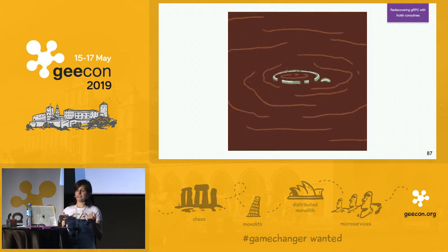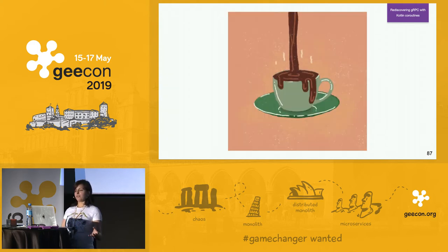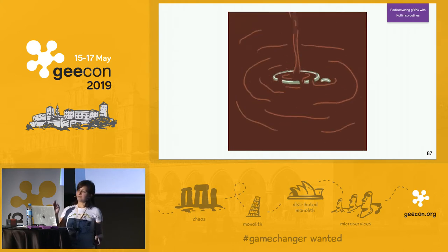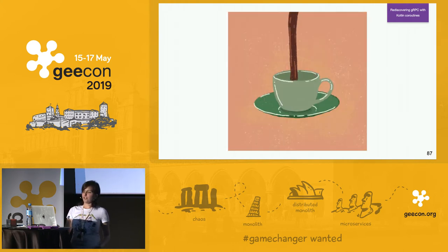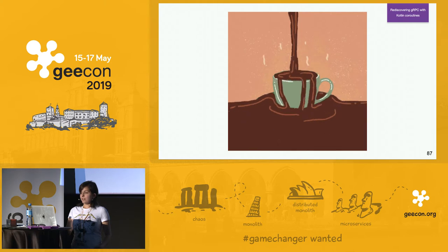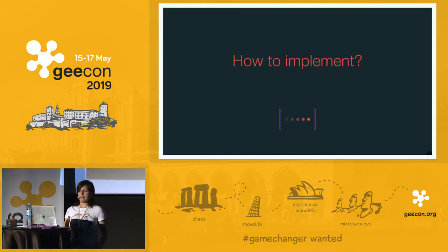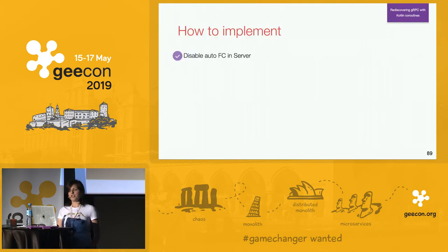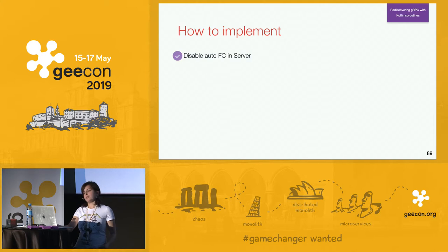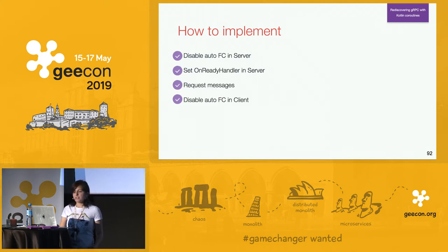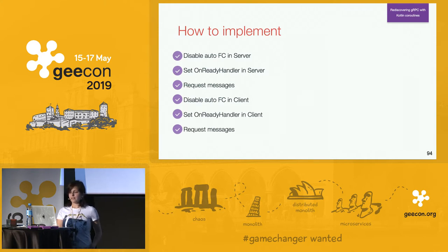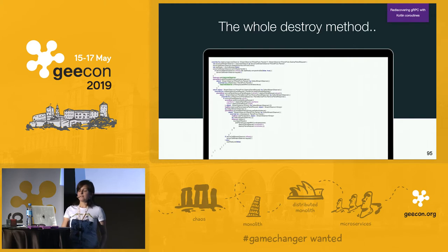So you understand that your client is a cup, coffee is your server, and this situation is not really good, so flow control can help you with it. How to implement it? If we are using gRPC Java, we need to do these steps. Disable automatic flow control in the server, set an on-ready handler, and request messages. Do the same in the client: disable automatic flow control, set an on-ready handler, request messages. And it looks this way.